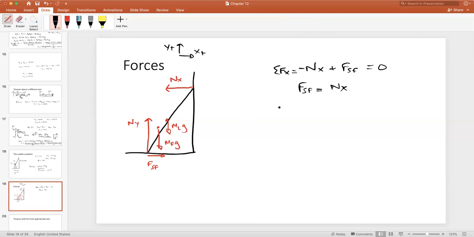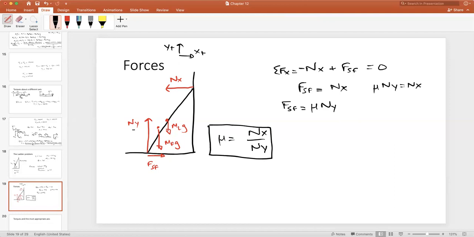But remember that my force of static friction is mu times ny. So therefore, I get that mu ny is equal to nx, or mu, which is what I wanted, is nx over ny. This is what I'm trying to figure out. This is what I need to find, okay?